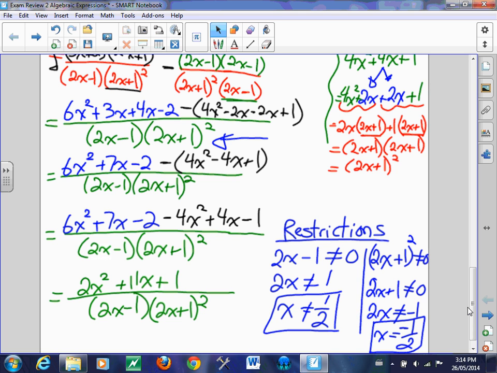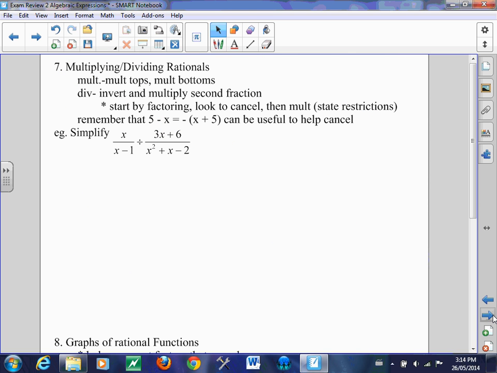All right, moving on, ladies and gentlemen, to multiplying and dividing rationals. When you're multiplying, just remember to multiply the tops and multiply the bottoms. Divide means to invert or flip the second fraction and multiply. Start by factoring and look to cancel first, ladies and gentlemen. Then multiply, and don't forget to state your restrictions.